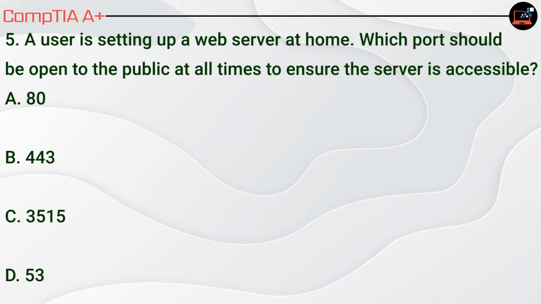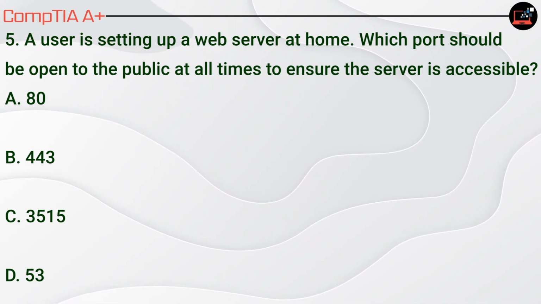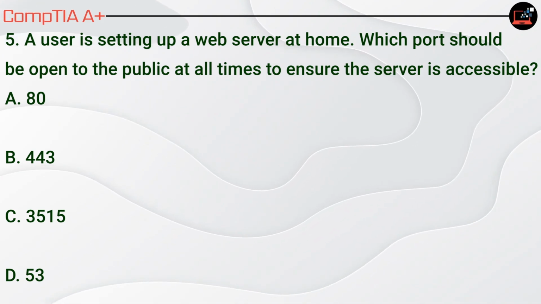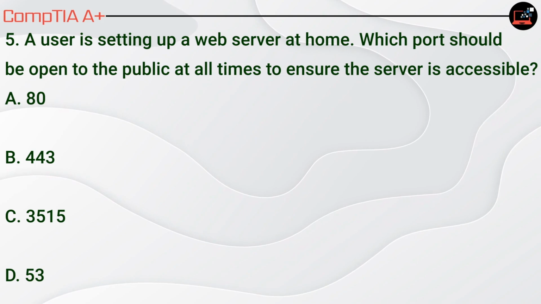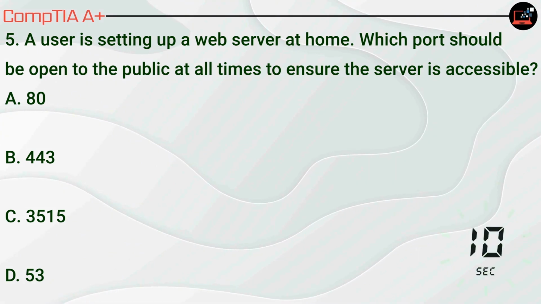5. A user is setting up a web server at home. Which port should be open to the public at all times to ensure the server is accessible? A. 80, B. 443, C. 3515, D. 53.